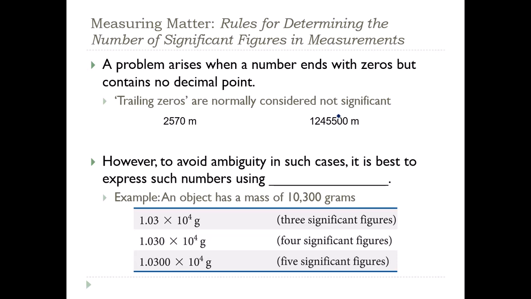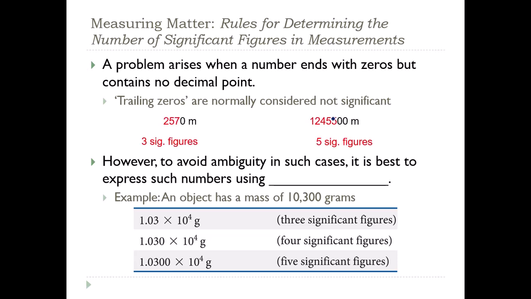And then a problem arises when a number ends with a 0, or ends with zeros, but contains no decimal point. So there's some ambiguity as to whether we intend for that 0 to be significant or not. These are called trailing zeros. Trailing zeros come at the end of a number, and the rule is we interpret them as not being significant. If your decimal is not shown, that is not a significant 0. So 3 sig figs, and then this one has 1, 2, 3, 4, 5 sig figs.